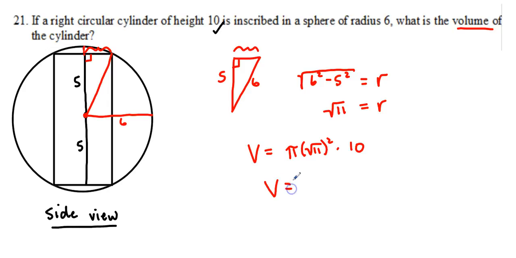So go through and solve. You end up with 11 times 10. That's 110 pi. Units, whatever our units were. I don't think they're given up there. Units, I'm sorry, cubed. Units cubed.